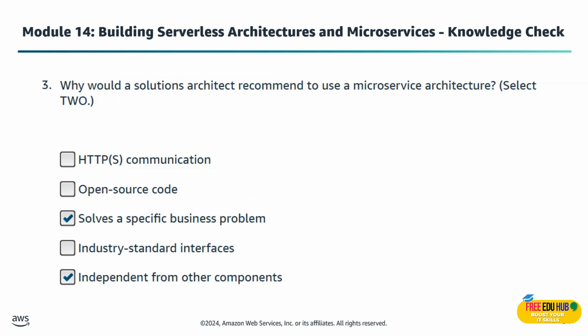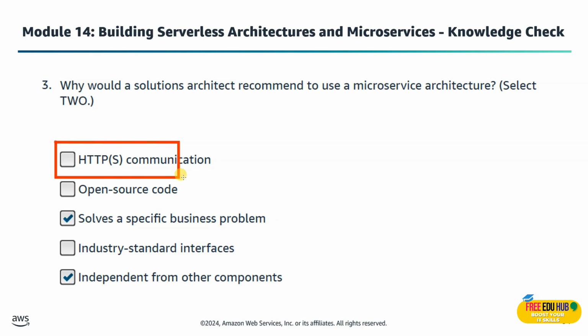Now question number 3 says that why would a solution architect recommend to use microservices architecture? There are 2 answers for that: solves a specific business problem and independent from the components. Microservices are designed to handle one specific business capability and to do it well. Each microservice works independently, so teams can develop, deploy, and scale them separately without affecting others. This independence gives flexibility and resilience.